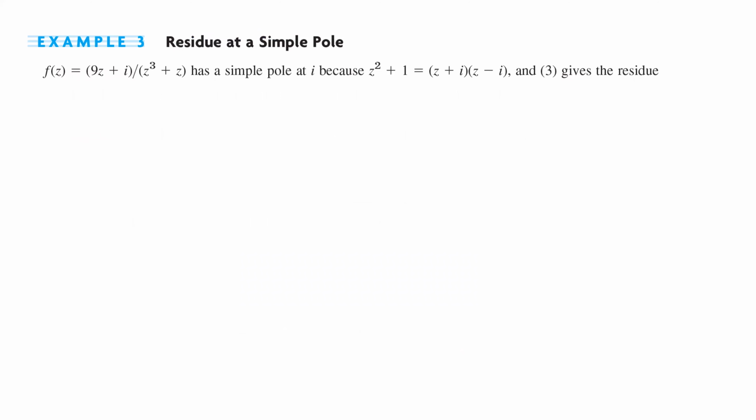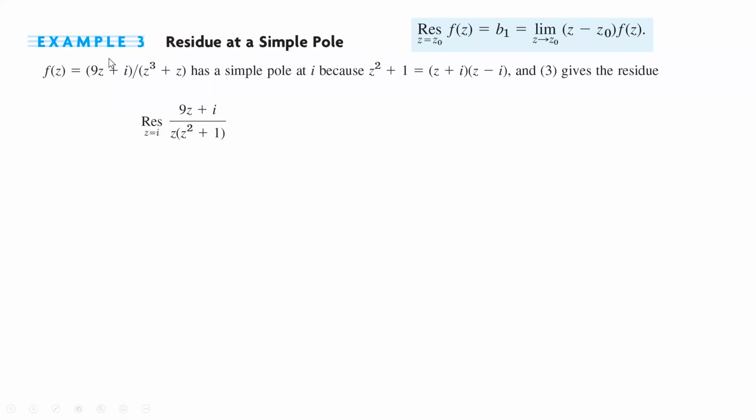And this was an example that I'm not sure if we did that. We said that if you want to find the integral of this one around z equal to, let's say, i, this has a simple pole at i because you can write the denominator as z times z squared plus z plus 1. And then z squared plus 1 is z plus i times z minus i. Then you can find the residue this way.